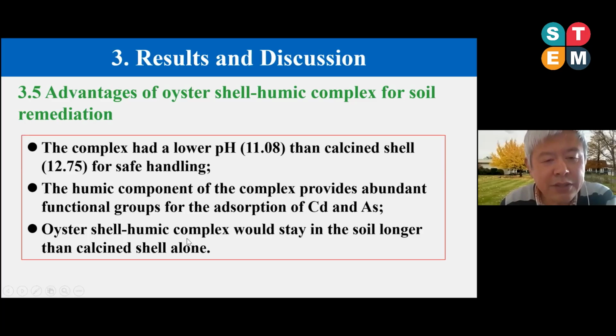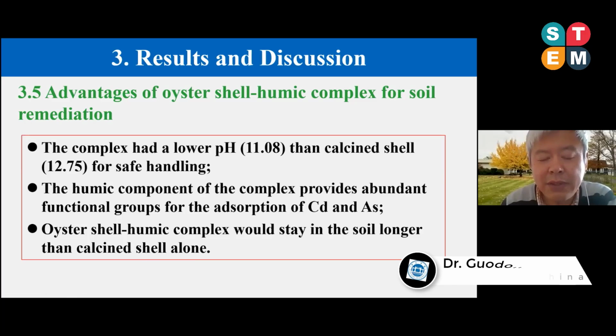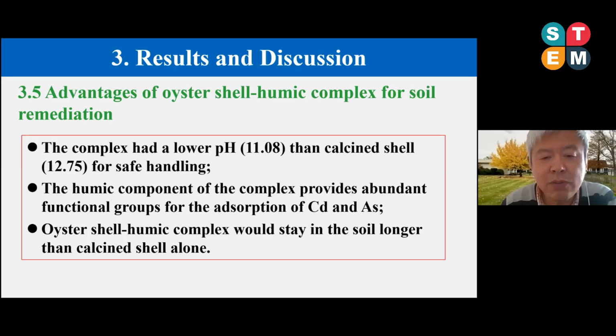And the third advantage is that this complex could remain in soil longer than calcite shell alone, because calcium oxide, after it has reacted with water, becomes soluble. But the complex is quite stable because of the protection of humic acid on the calcium oxide.